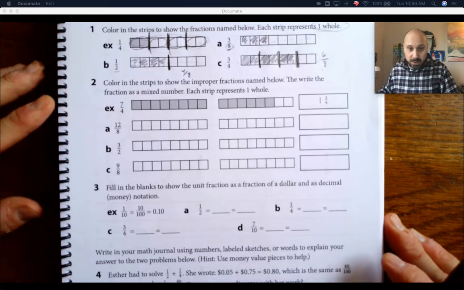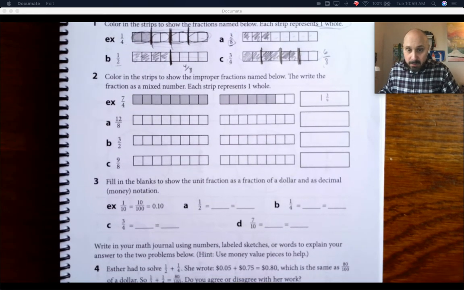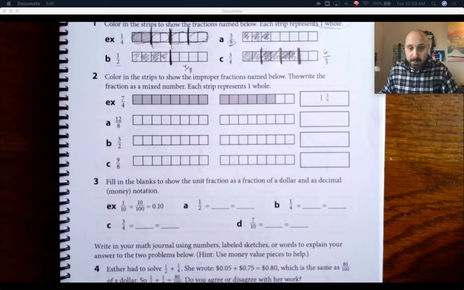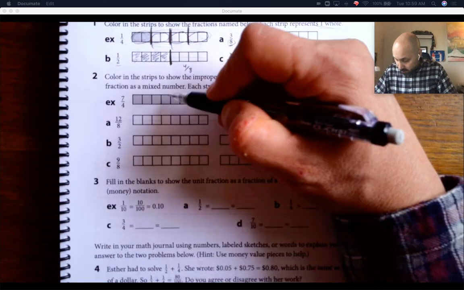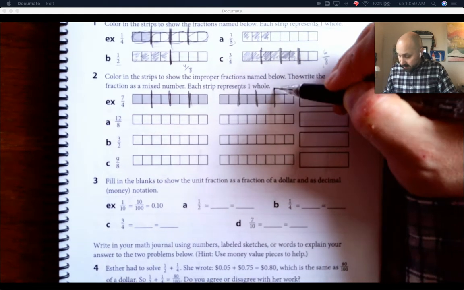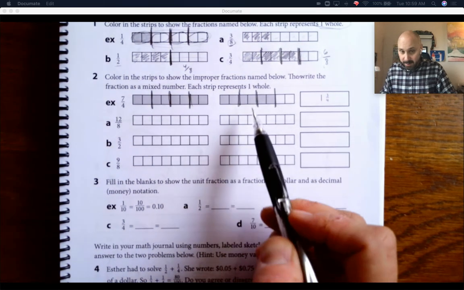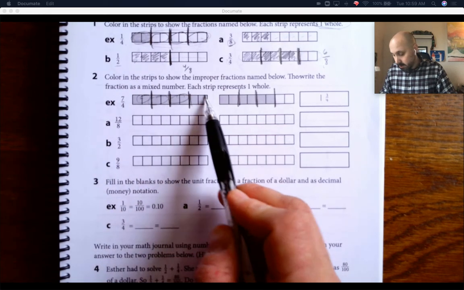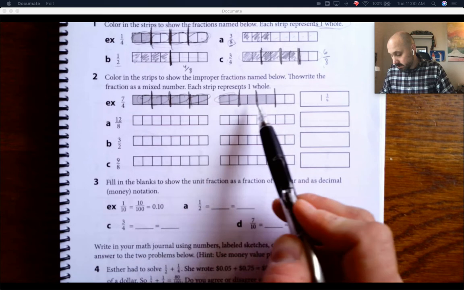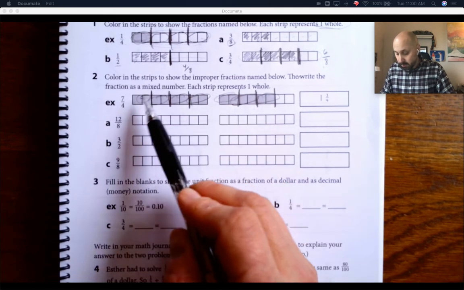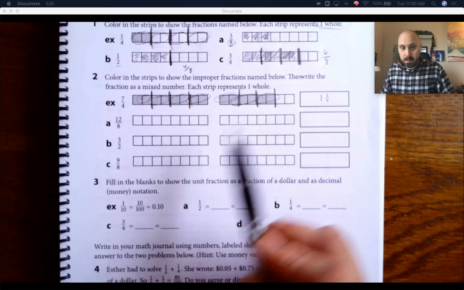Okay, color in the strips to show the improper fractions named below, then write the fraction as a mixed number. Each strip represents one whole. So 7/4, if I cut my strips into fourths again, and then I shade in 7 of them, 1, 2, 3, 4, 5, 6, 7. So there's my 7/4.